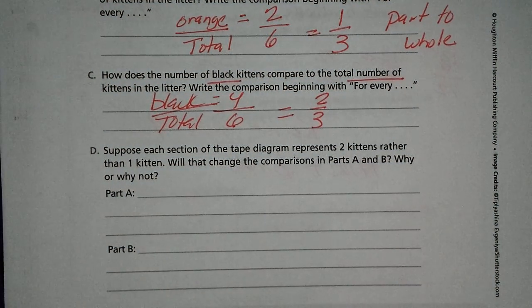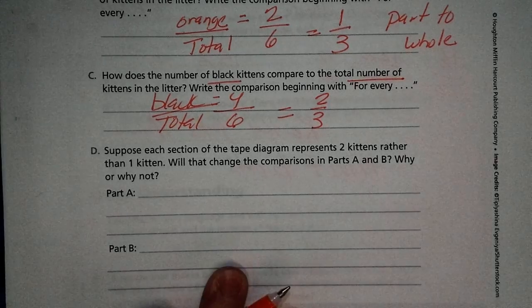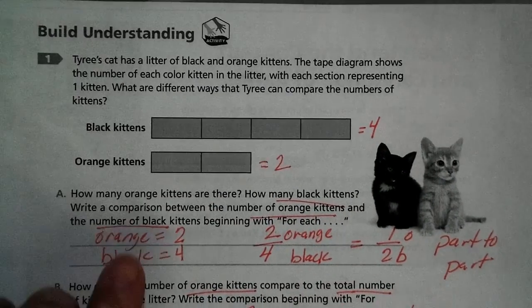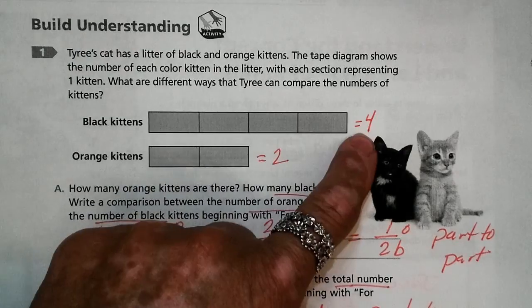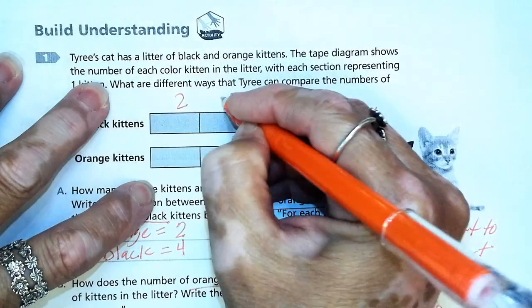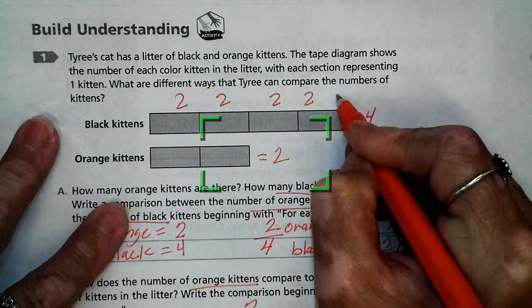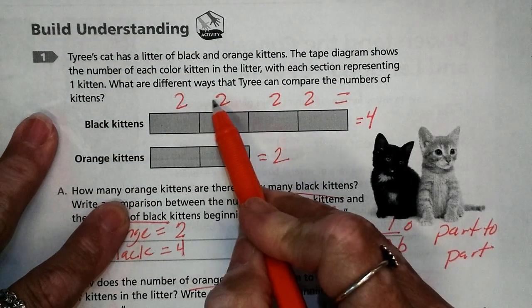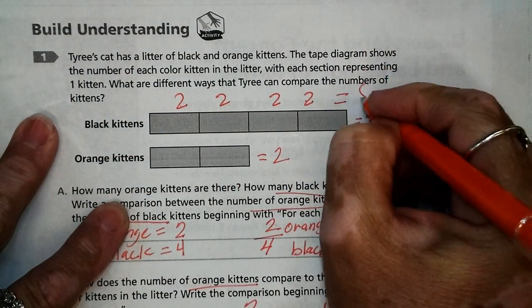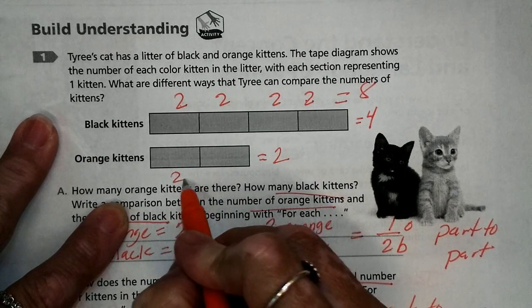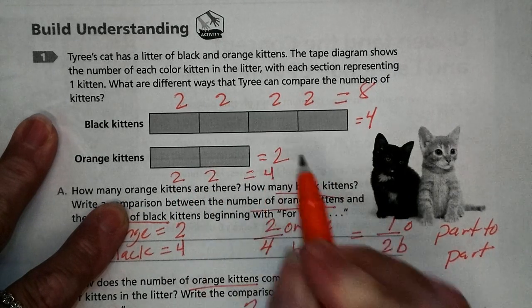Okay, so D says, suppose each section of the tape diagram represents 2 kittens rather than 1 kitten. Will that change the comparisons in part A and B? Why or why not? All right, so let's go back and look at that. So now instead of it being 1, 1, 1, 1, it's now going to be 2, 2, 2, and 2, which is what? 2, 4, 6, 8. And then this would be 2 and 2, which would be 4.